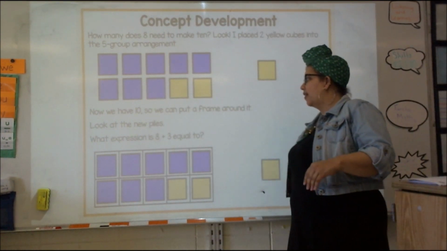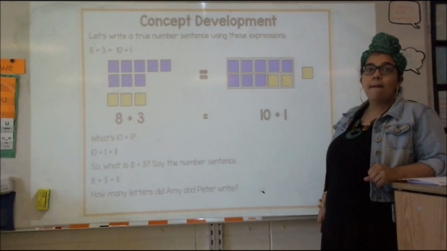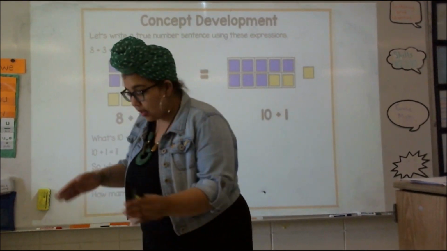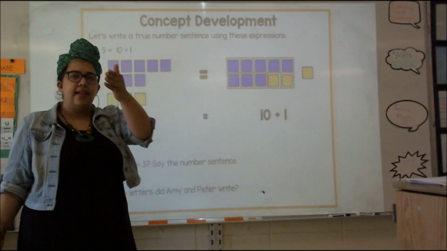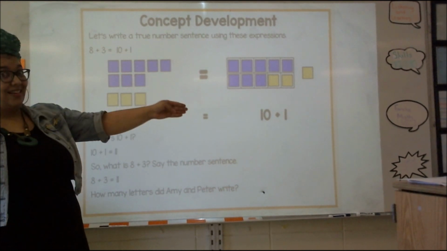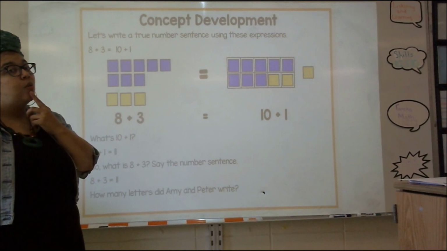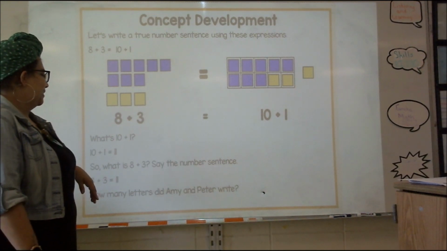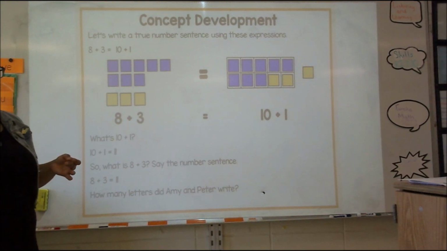There's 11. So we see that 8 plus 3 is equal to 10 plus 1. I didn't get any new pieces. I just moved my pieces around so that I can say 10, 1, 11 instead of 8, 9, 10, 11. Both work. That's faster. And it'll be really helpful when we get past 20.